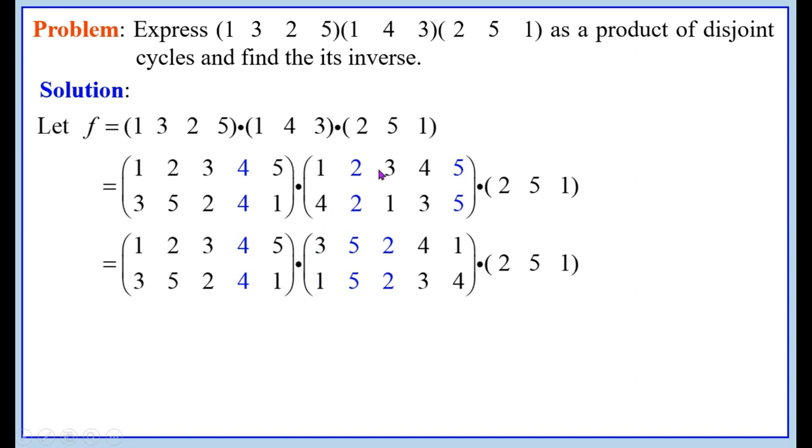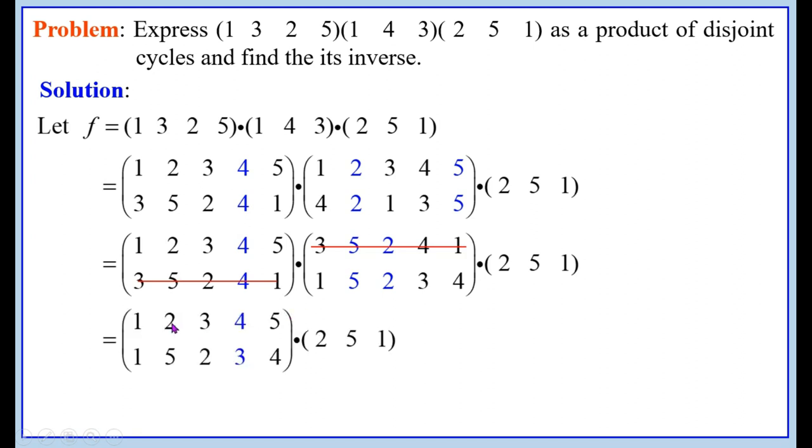Let us verify it. 3 goes to 1, 3 goes to 1, 5 goes to 5, 5 goes to 5, 2 goes to 2, 4 goes to 3, image of 1 is 4. Yes, therefore 3, 5, 2, 4, 1 and 3, 5, 2, 4, 1 get cancelled. And hence the product of the first two permutations is 1, 2, 3, 4, 5 over 4, 2, 1, 3, 5.